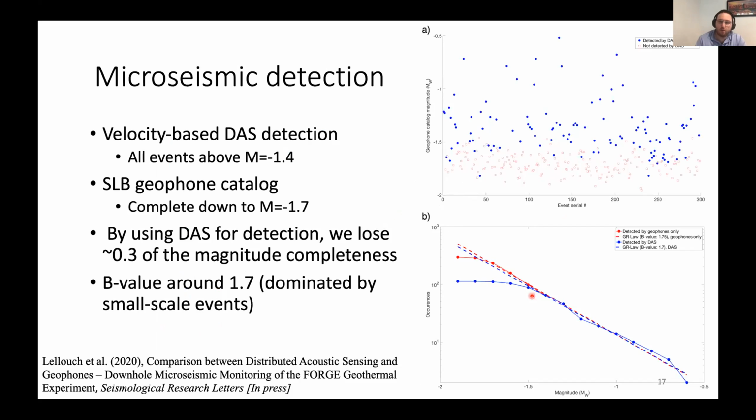And you can see the ones we found in DAS are marked in blue. And this is the magnitude of the event. So very clearly, DAS finds the higher magnitude events and starts being shaky at the lower magnitude ones. And we did a magnitude completeness analysis, and we found out that DAS is complete down to minus 1.4, whereas the downhole geophones are complete down to minus 1.7. So at this point, DAS is still not as good as the downhole geophones, at least not with this processing, but it's a 0.3 difference, which is not huge.